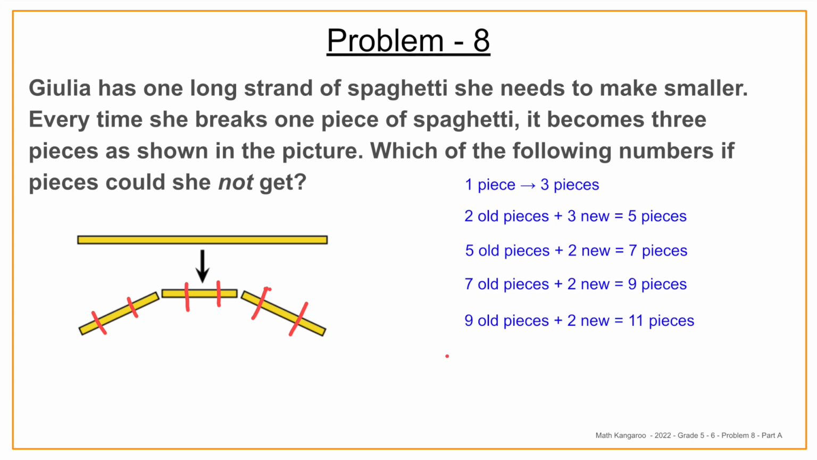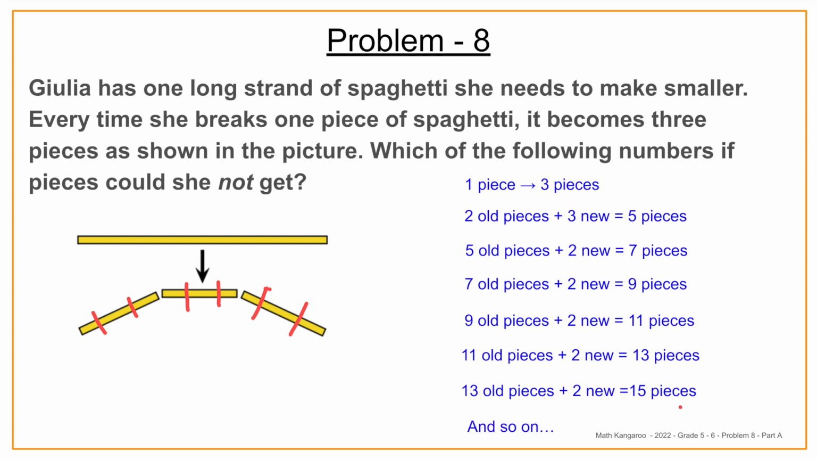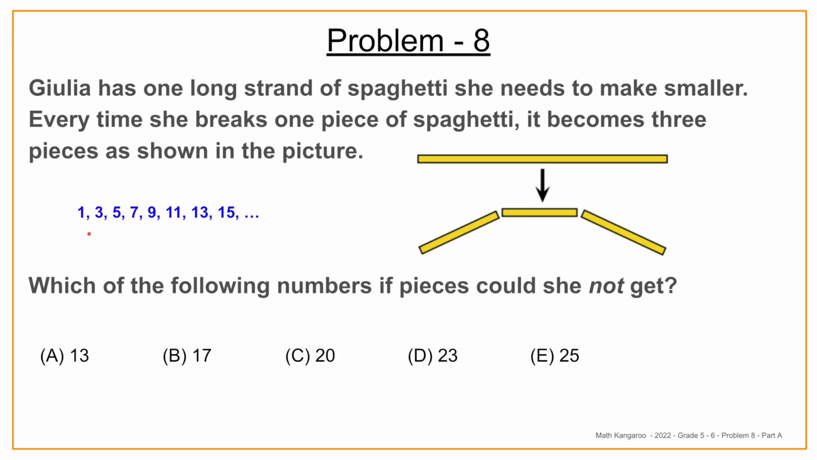Similarly, we have 9 pieces. We added 2 new pieces, making it 11 pieces. 11 pieces, added 2 new pieces, gives us 13 pieces. And 13 old pieces and added 2 new pieces gives us 15 pieces, and so on. So you see a pattern in here. You see we have 3, 5, 7, 9, 11, 13, 15. So each break adds 2 more pieces and it gives us a pattern. So here is our series: 1, 3, 5, 7, 9 and so on.